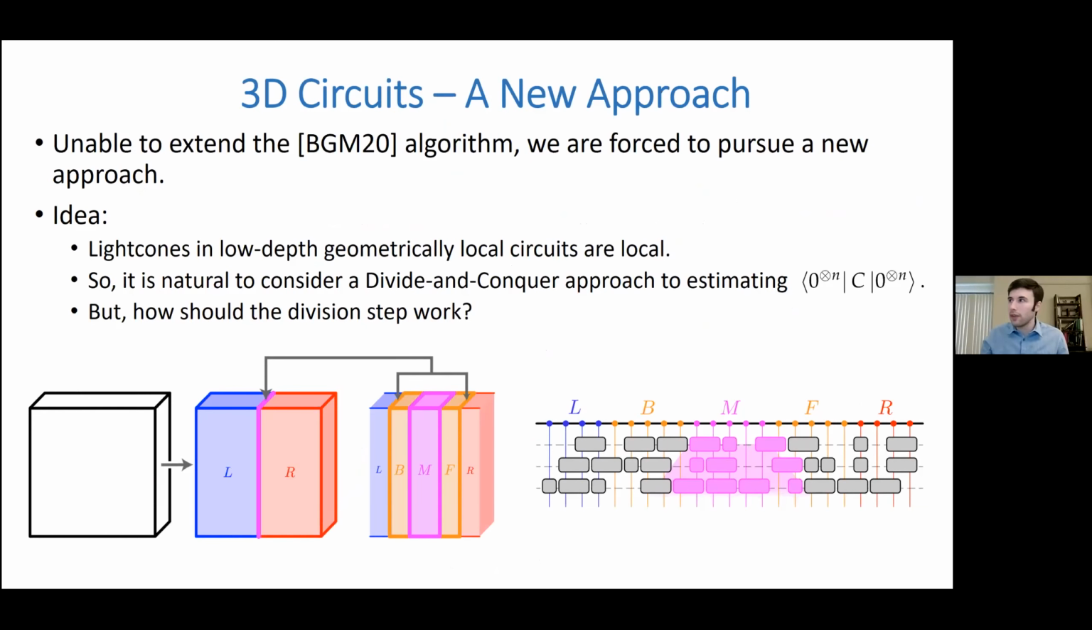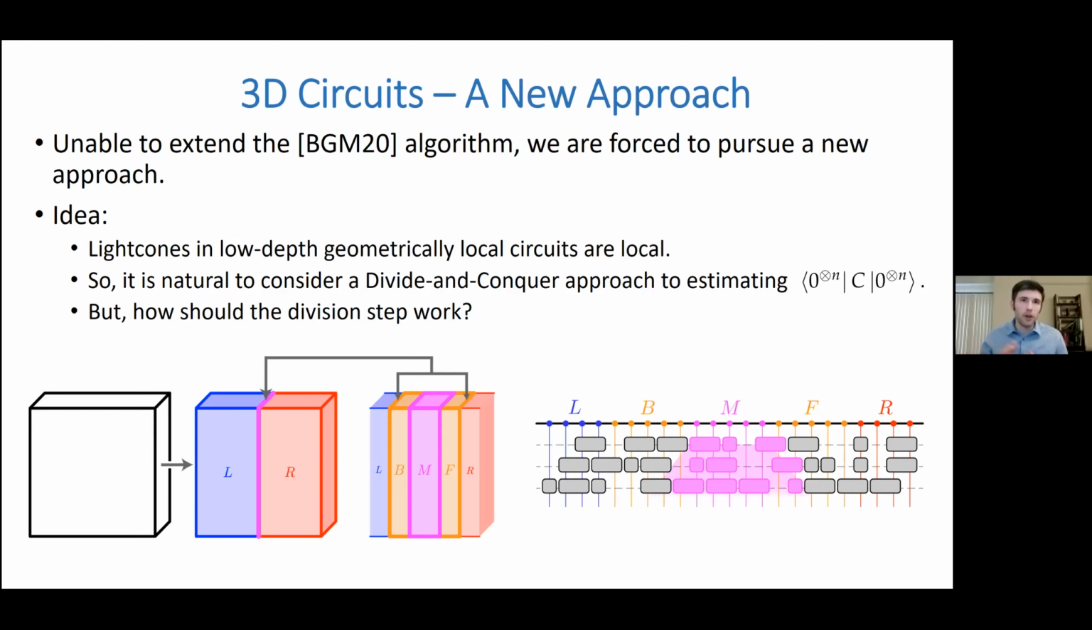Since I'm a little bit short on time, I'm just going to jump immediately into talking about techniques, lemmas and ideas that go into this algorithm, and then later on I'll define the actual algorithm for you. Since we're unable to directly extend the techniques in the BGM paper to this 3D case, at least we can't do it any better than they did, we basically go back to the drawing board.